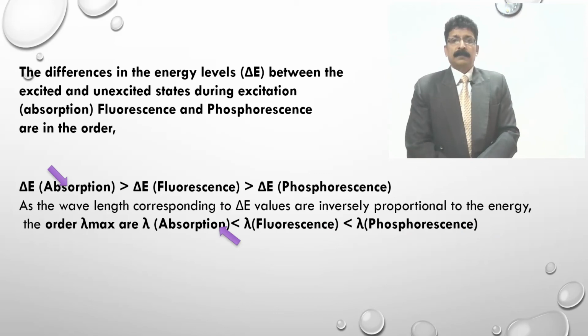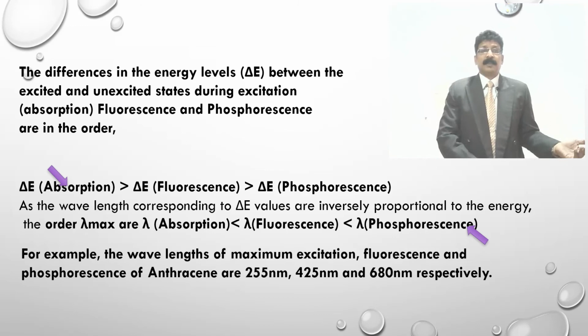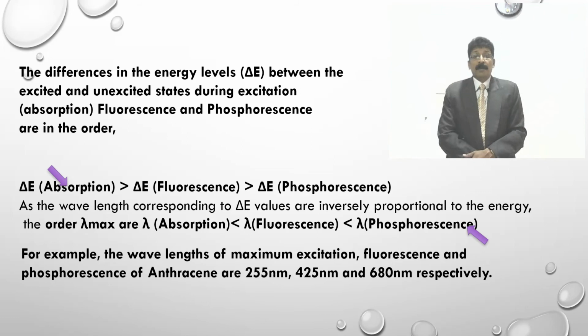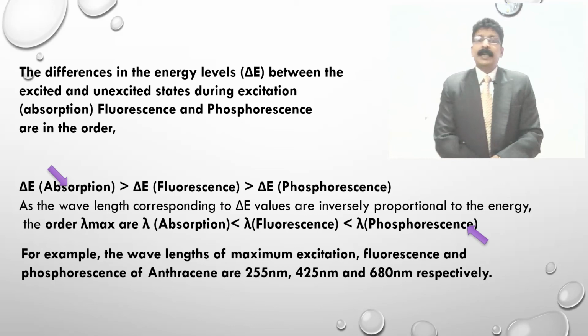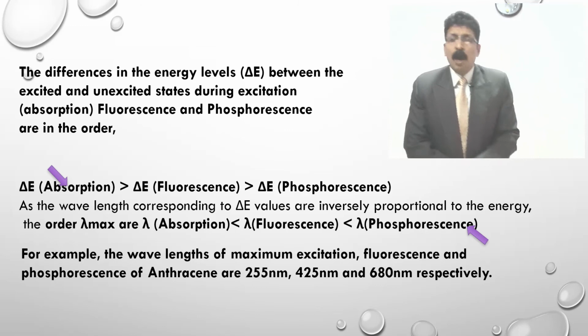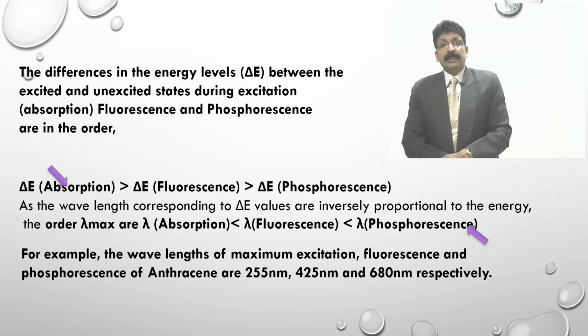So when you look at lambda max, the nanometer value of absorption is lower than fluorescence, and fluorescence is lower than phosphorescence. For example, the wavelength of maximum excitation, fluorescence and phosphorescence, because all of these can happen in anthracene. That is why we have taken anthracene as an example. If you see 255 nanometer, it's in the UV range. If you keep a solution of anthracene, it can absorb light at the lambda max of absorption. You have to make a filter of light, a monochromatic light of 255 nanometer, to fall on the solution which you kept in the instrument.